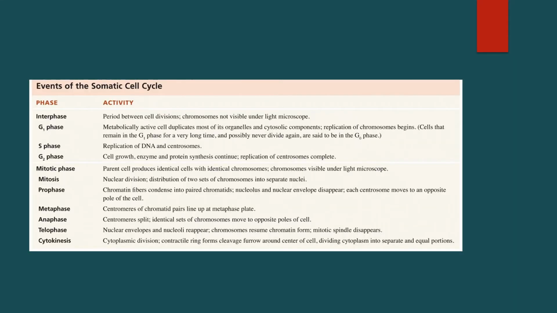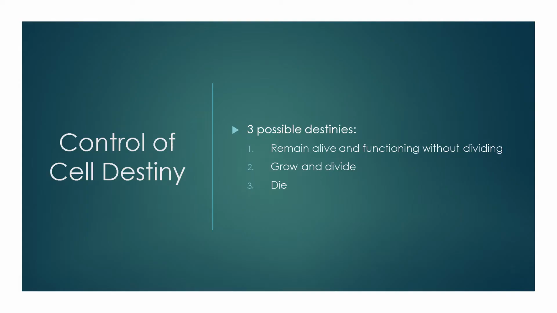Here's a nice summarizing table of all the events of a somatic cell cycle. Again, somatic cell just means all of your body cells. It includes all the phases we discussed and the activities of those phases. Now there are three possible destinies for every cell. They can remain alive and just function without dividing, they can grow and divide, or they can die. So these are essentially the three fates that can happen to any cell.